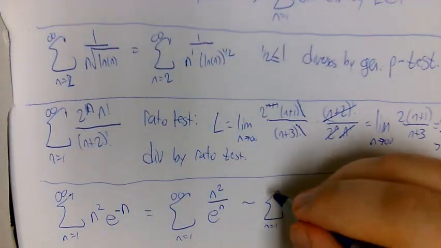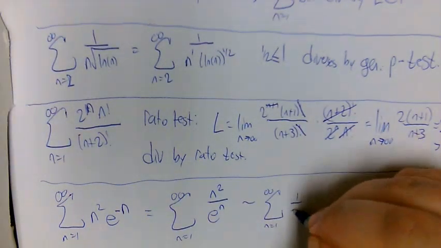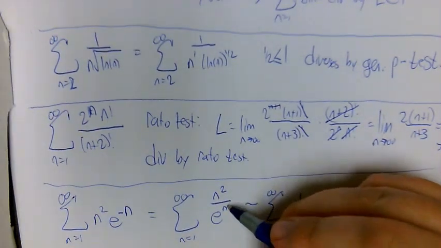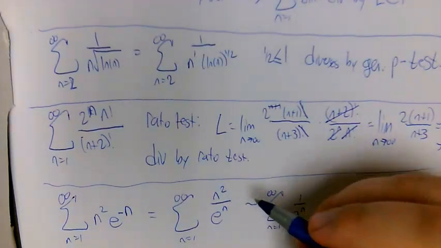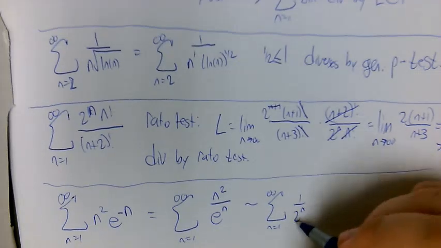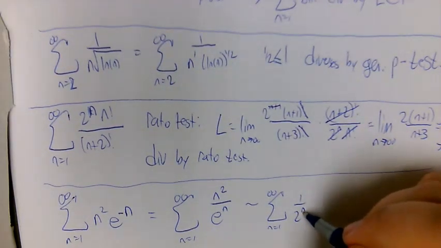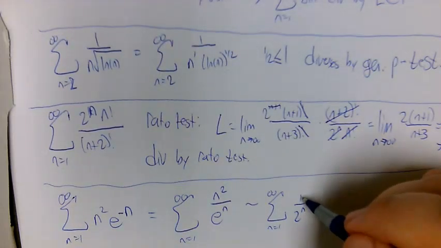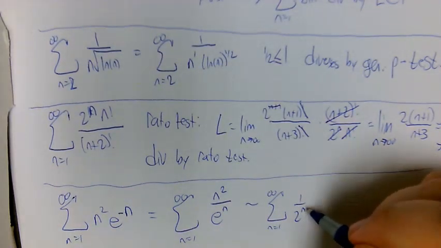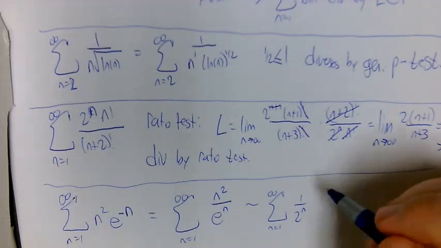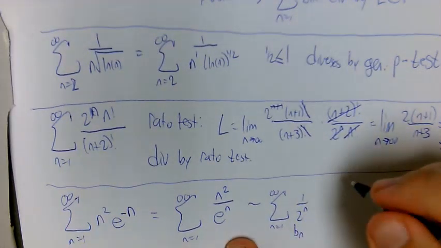So remember, this was a little bit confusing, but if you think that your default choice of bn might not work, and 1 over e to the n won't work, then pick something a little bit closer to diverging that still converges. So 1 over 2 to the n is a bit closer to the threshold of something like 1 over 1 to the n, which would diverge, but it's still going to converge. So this will be my bn.